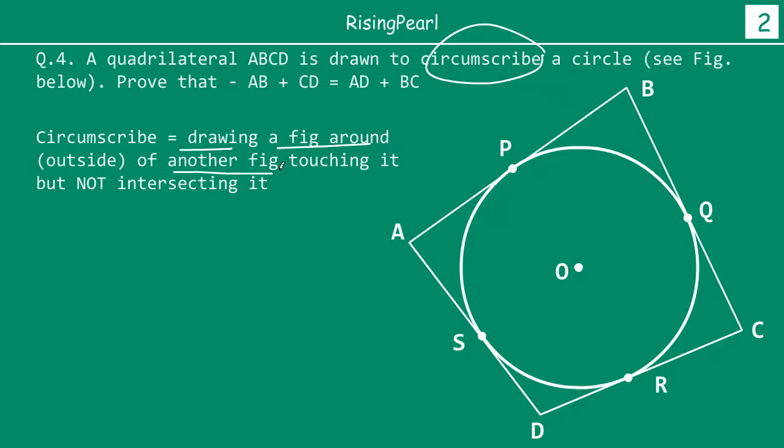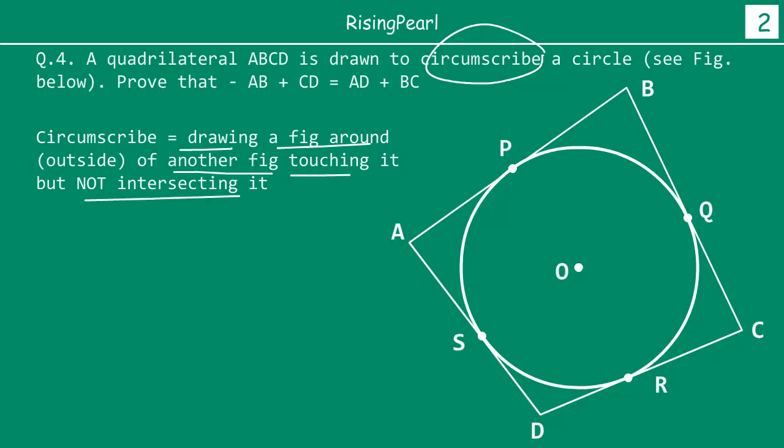The second thing is that we draw a figure around another figure such that we touch the inside figure, touching it but not intersecting it. That means if you look at the figure which is given to us, we have a quadrilateral ABCD that circumscribes a circle. That means this quadrilateral is outside and the circle is inside, and it is touching the circle. It is not intersecting the circle at any given point.